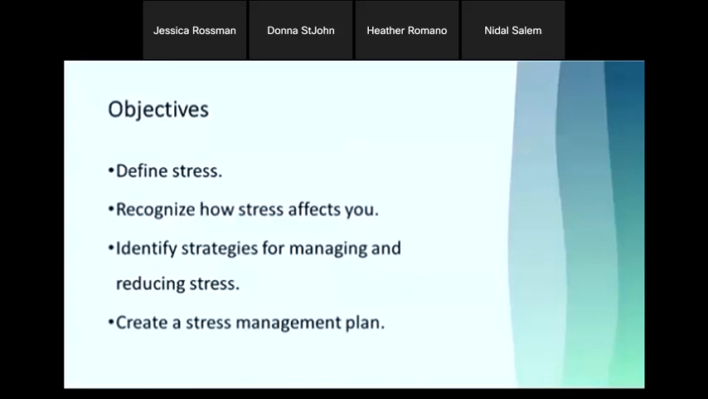Now, as we go through the hour, you may find it helpful to take notes. But in the spirit of reducing stress, we provided a thorough handout that's going to detail most of the information that we're going to cover today. The handout also functions as a worksheet so that you can work through some of the questions that we're going to discuss today. And then we're going to end with creating your own stress management plan.